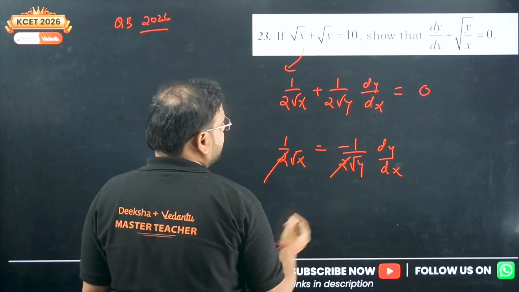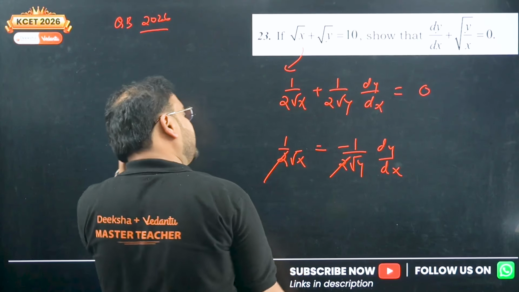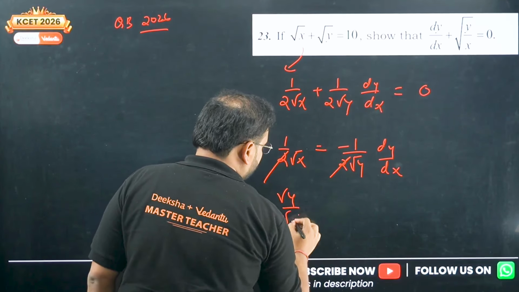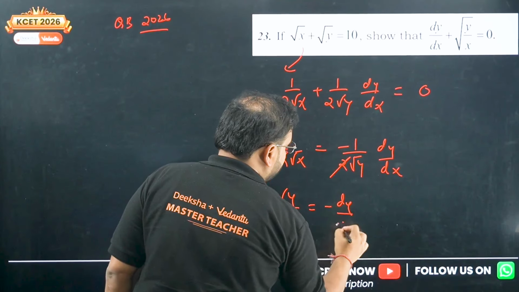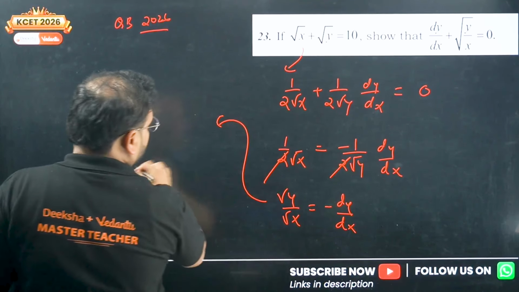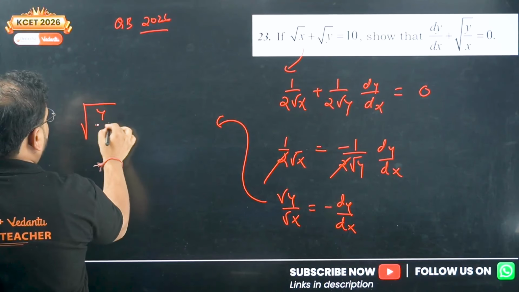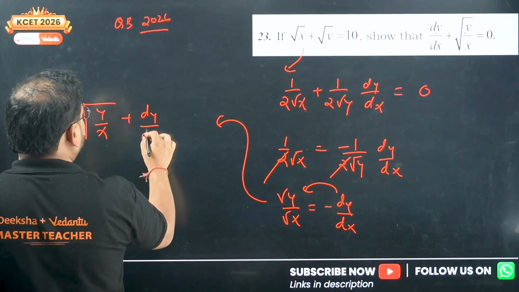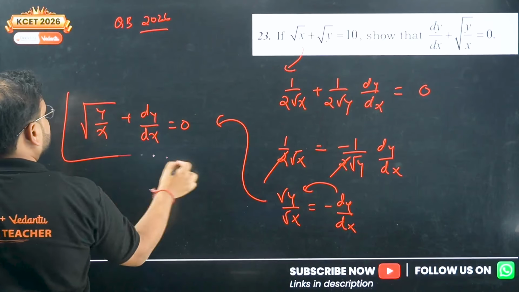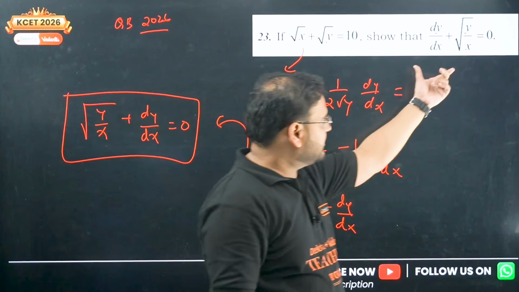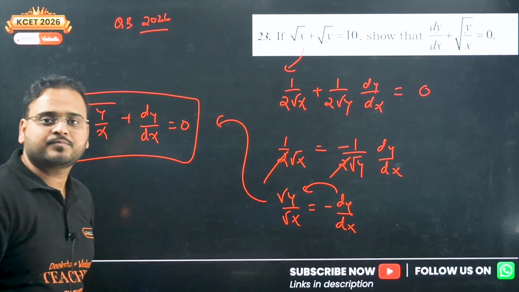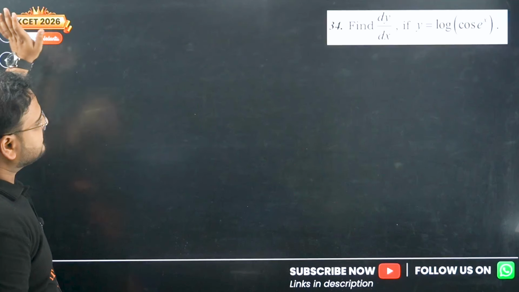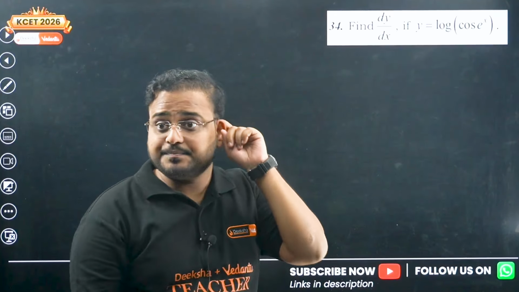Check this out now. 2 and 2 is cancelled. Now I can simply move this whole thing on this side. So I get here, root y upon root x equals minus dy by dx. Simplify one more step and you'll end up with root of y upon x. Move this over this side, so plus dy by dx is 0. Proved. This here is proved. 2 marks yours. 23 question from the question bank 2026. Easy, very easy. This is also a PYQ actually.